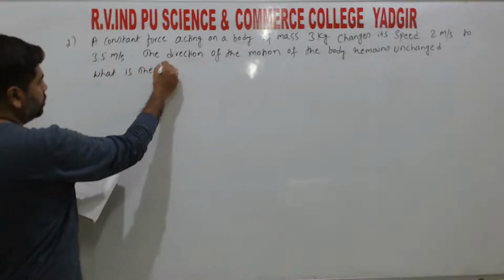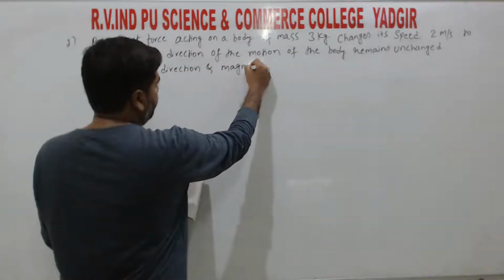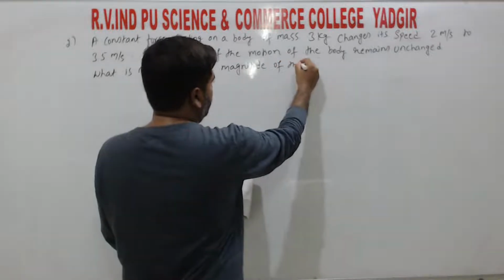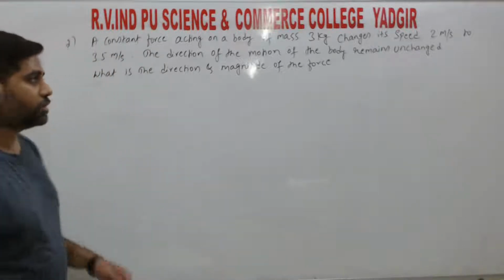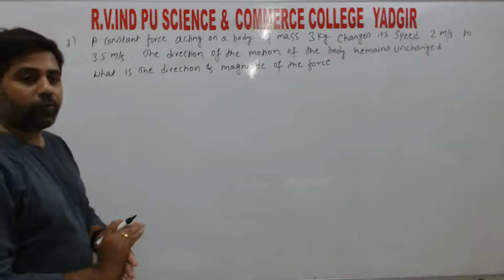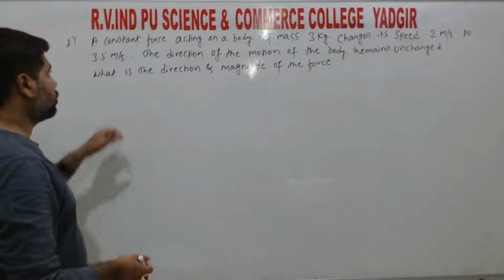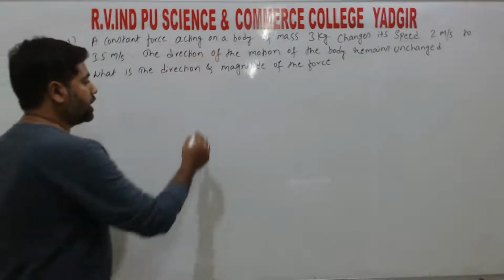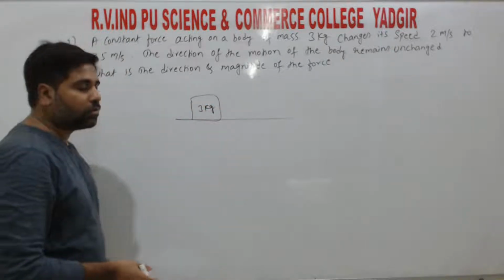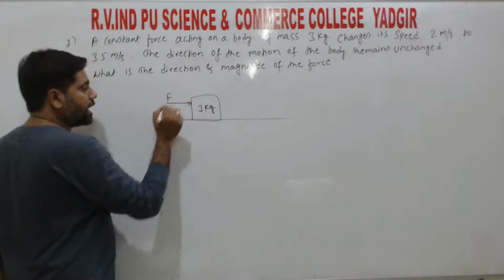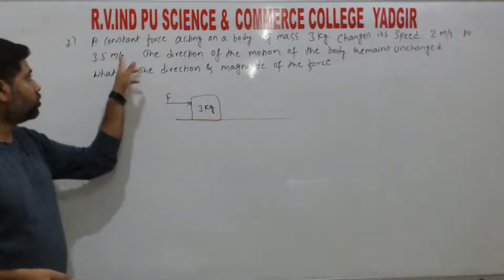What is the direction and magnitude of the force? So this is also similar to that of the previous problem, right? In the previous problem we applied the retarding force. Here we are applying the force in the direction of motion. A constant force acting on a body of mass 3 kg, so its speed changes from 2 meter per second to 3.5 meter per second.